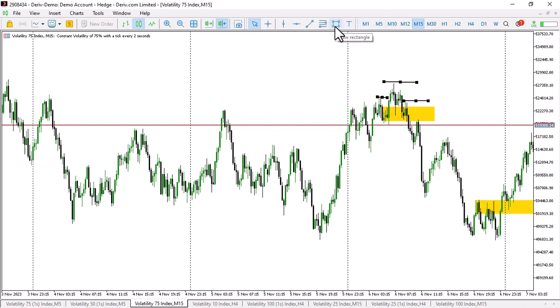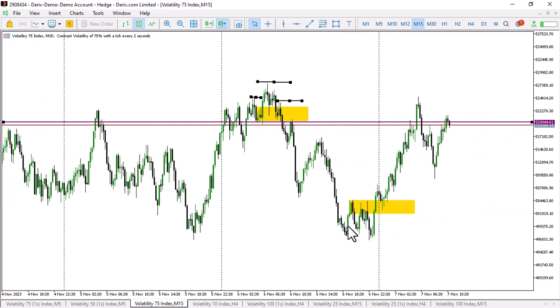Now entry technique number 3 that I want you guys to know is the limit entry that you're going to be putting just below the breaker here. So you're going to put your limit entry just below the breaker and wait for price to come and take you in and go in the direction that price would have wanted to go.